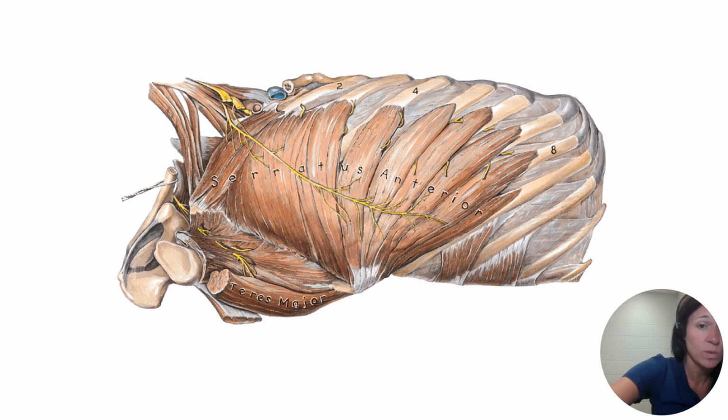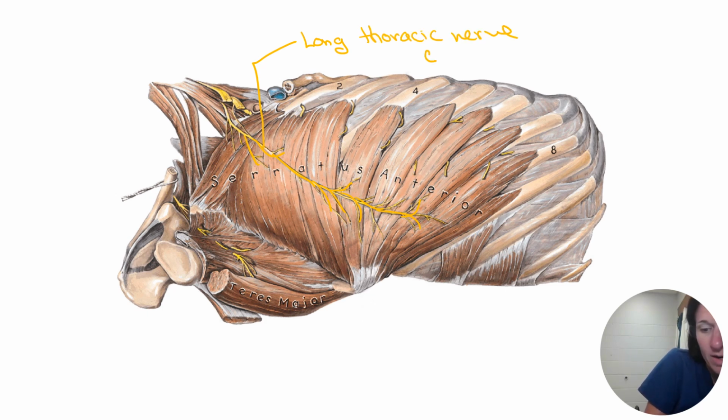Looking at this lateral view, we can see serratus anterior and the nerve that will be responsible for innervating serratus anterior, which is the long thoracic nerve. Okay, so another supraclavicular branch of the brachial plexus. We have long thoracic nerve, and long thoracic nerve comes from C5, C6, C7.